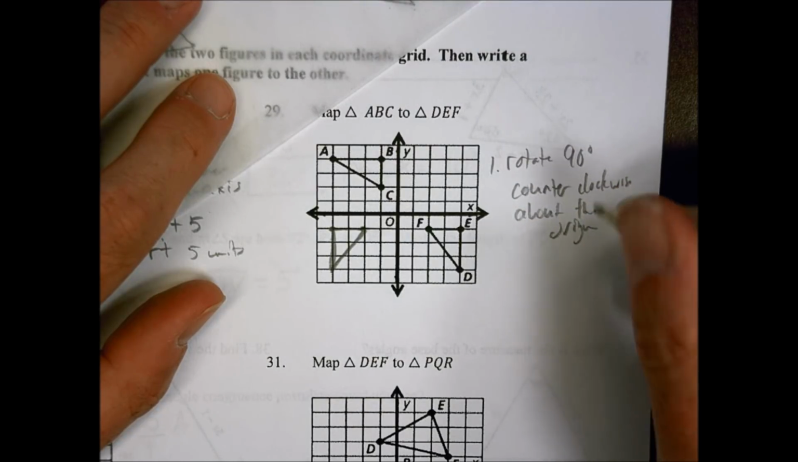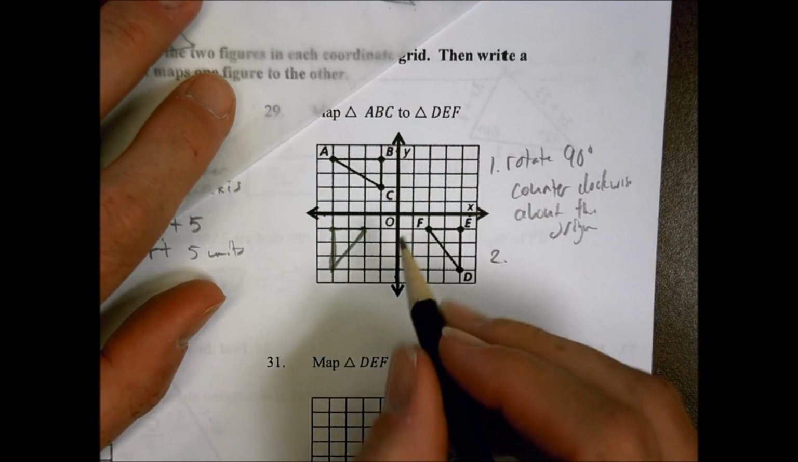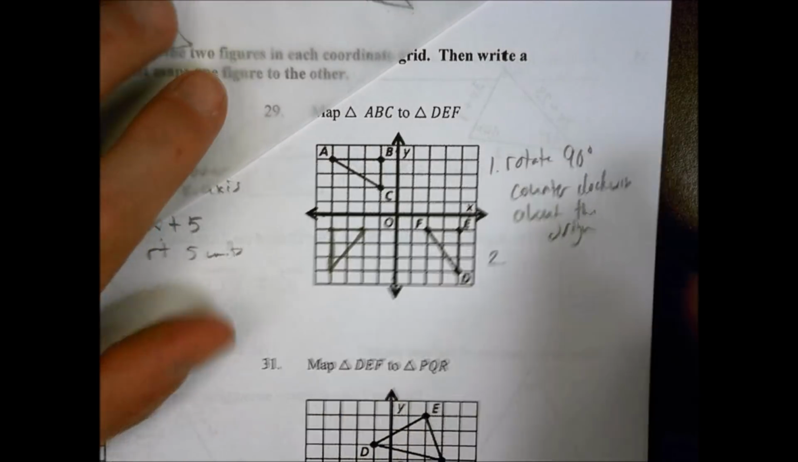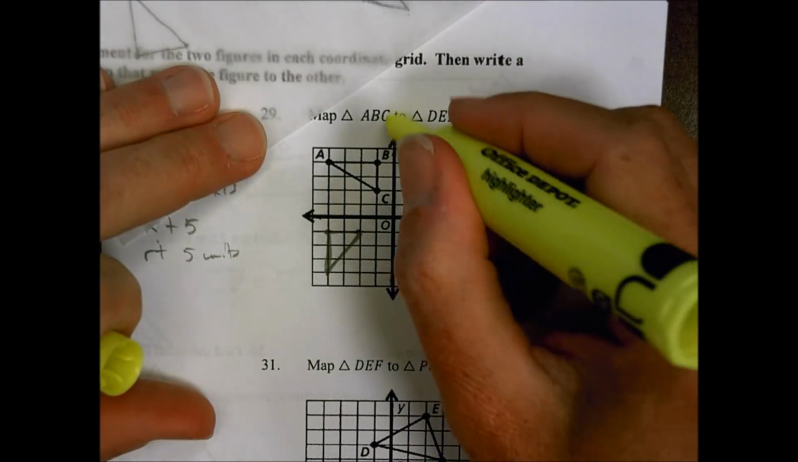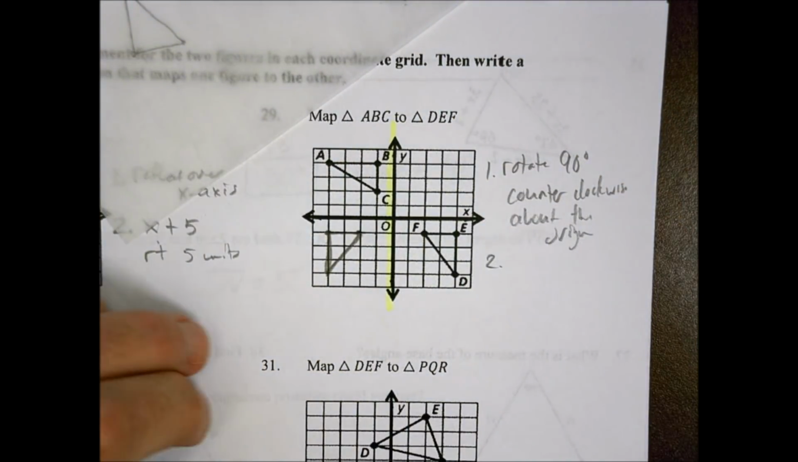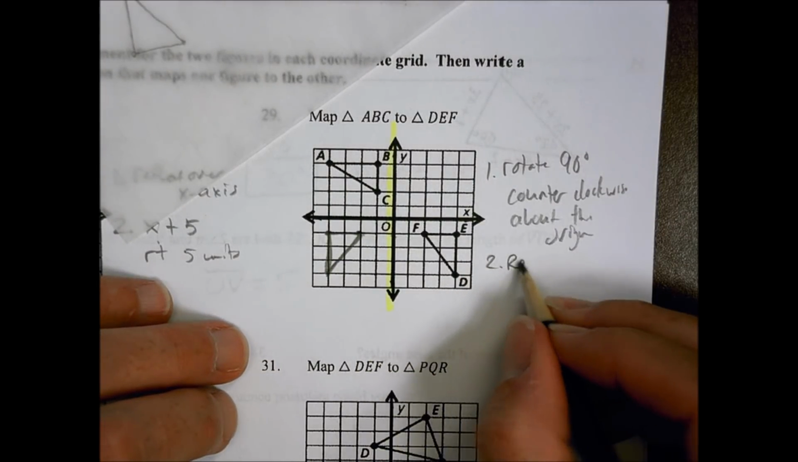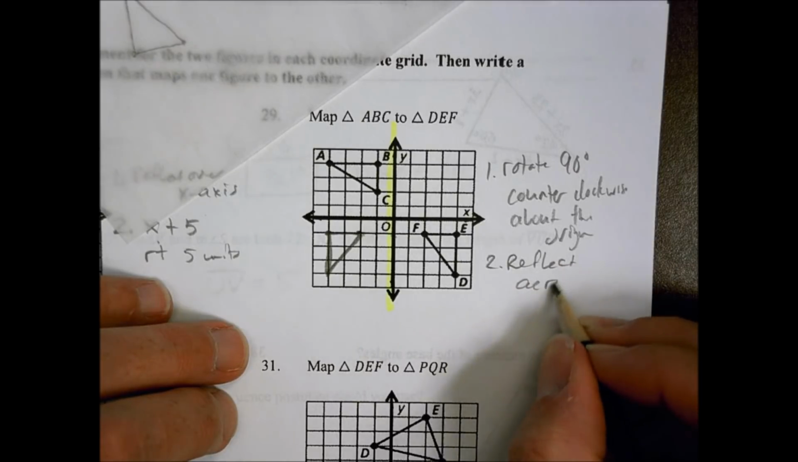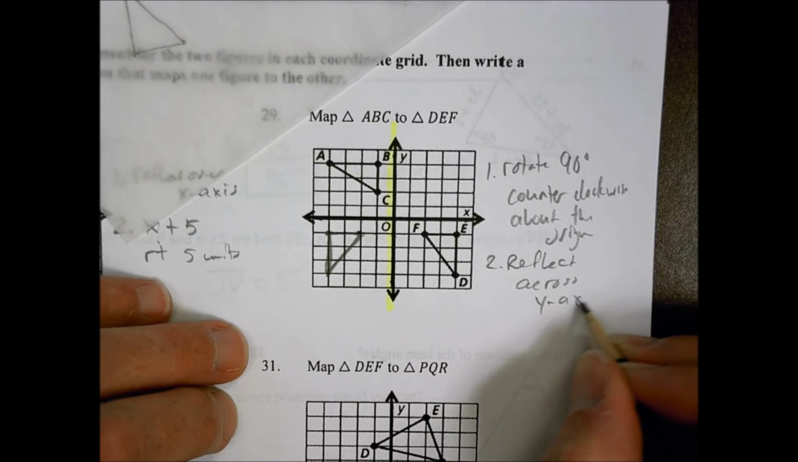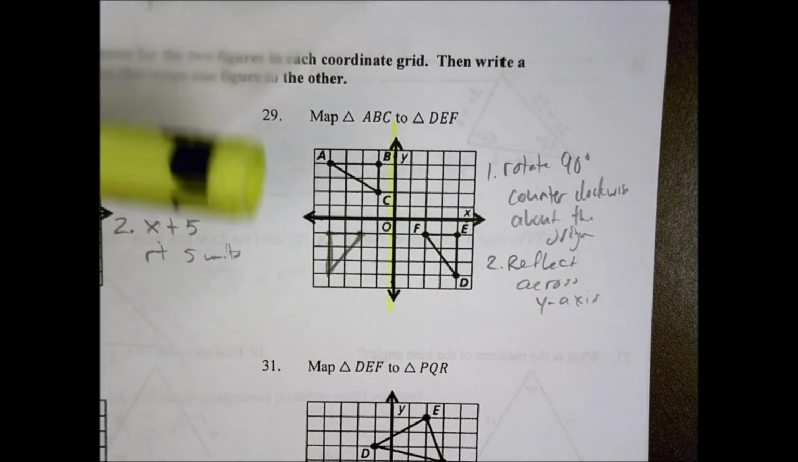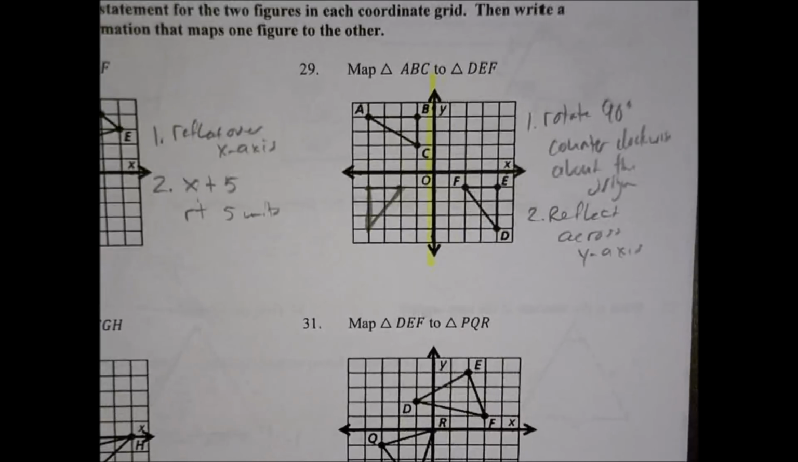And then step 2, we're going to simply reflect across the y-axis. Right, here's our y-axis, so we'll reflect across there. And we can see that that's true because this is 2 away and that's 2 away. So we are going to reflect across the y-axis. And then it's going to line up where it needs to line up. Okay, so that's the idea for number 29.